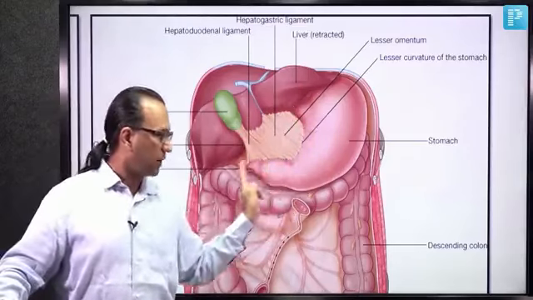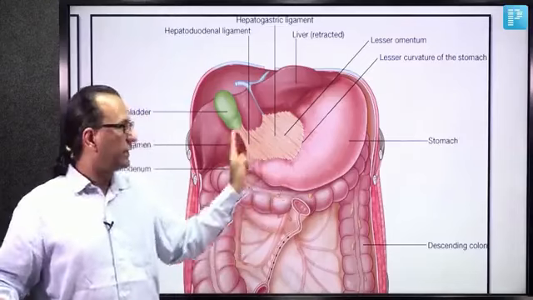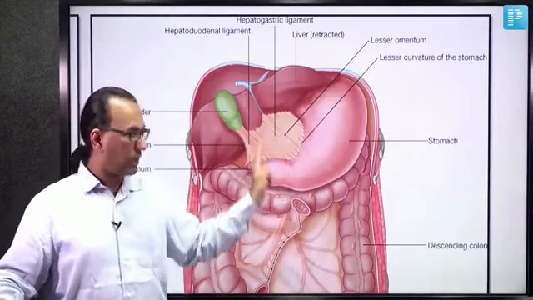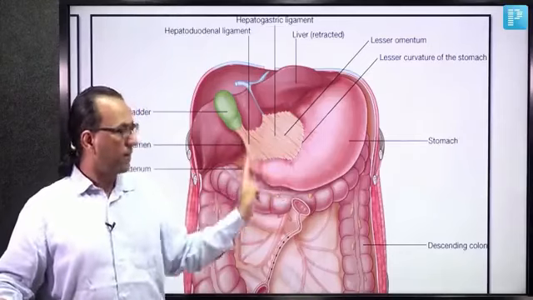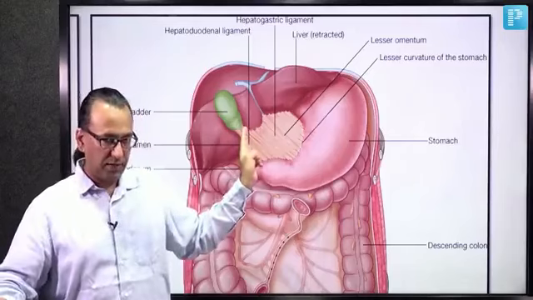The hepatoduodenal ligament, attached to the first part of the duodenum, is also called the free margin of the lesser omentum, containing the DAV structures: D for bile duct, A for hepatic artery, and V for portal vein, carried to the porta hepatis of the liver.